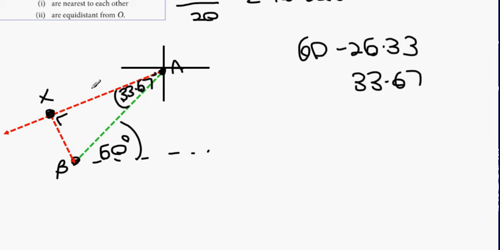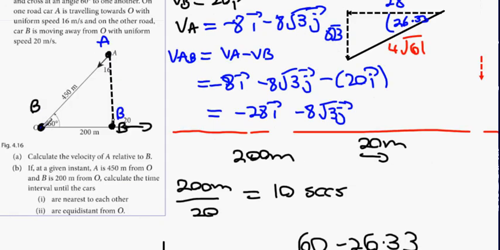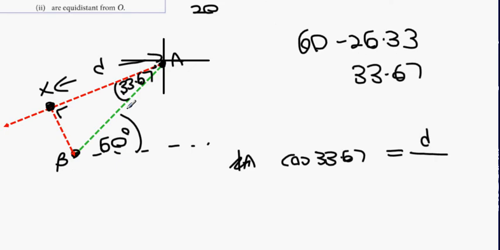What we have to find out now is the distance from A to X. So it's going to be cos 33.67 equals, we'll call it the distance D, divided by, now what distance is this? Remember that it's 10 seconds in the past where B is here, and A is now 450 minus 16 times 10, because it's 16 meters per second closer to the junction. Oh sorry, further away from the junction, because A is reversing back in time. A is actually going towards the junction, so if you reverse time, A is further away. So it's going to be 450 plus 16 multiplied by 10, which is 610 meters.